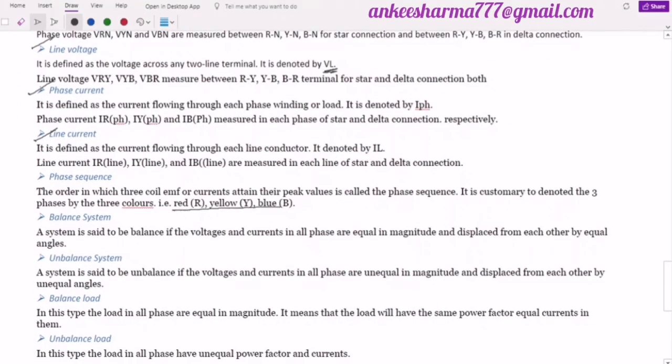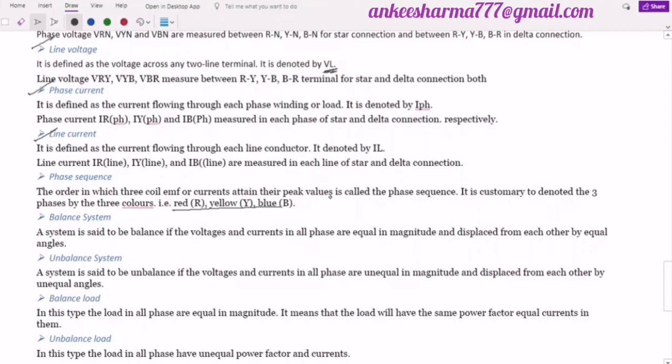B, which corresponds to the three different colors. Then next we are going to discuss a few balanced and unbalanced systems. This terminology is important to understand. What do you mean by a balanced system? A system is said to be balanced if the voltage and currents in all phases are equal in magnitude and displaced from each other by equal angles.